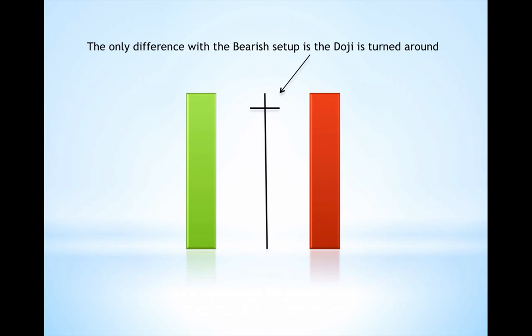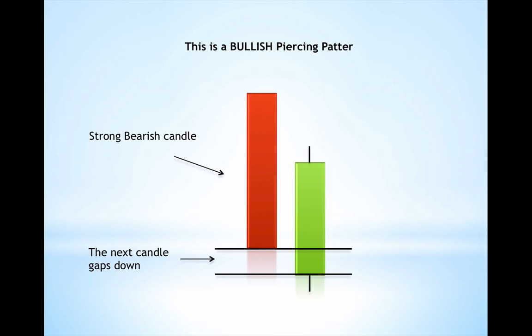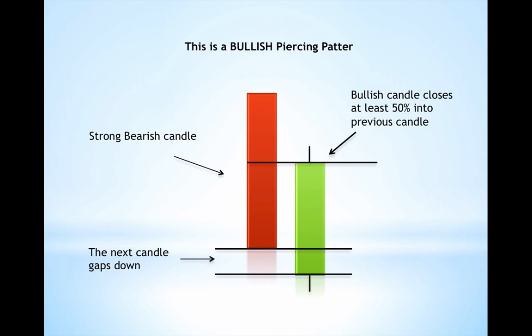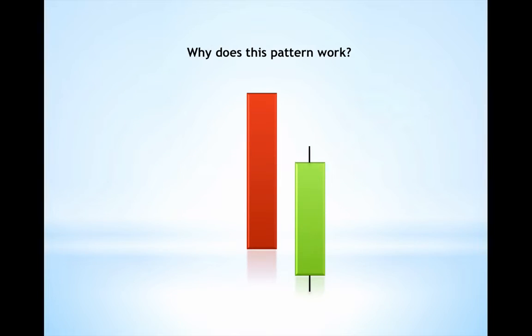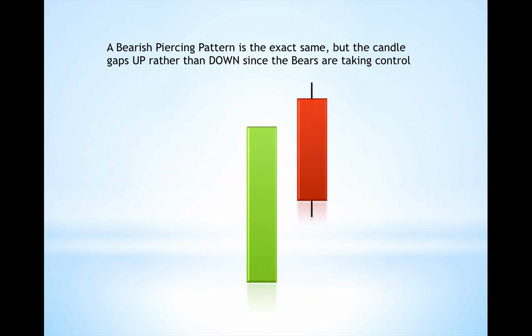Okay, next candlestick pattern. This is a bullish piercing pattern. This pattern begins with a strong bearish candle. The next candle gaps down at the open rather than opening at the close of the previous candle. The bullish candle, or piercing candle, should then close at least 50% into the real body of the previous candle. So, why does this work? The gap down suggests a strong selling pressure. However, the candle then closed bullish, which shows that even though prices gapped down, the bears couldn't maintain control of the market. A bearish piercing pattern is simply reversed.